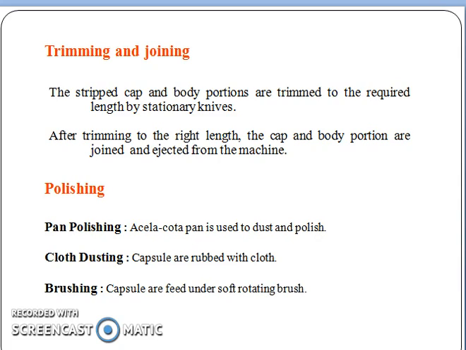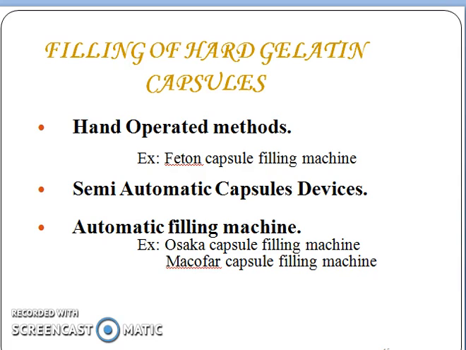The last step is polishing. Acetylcoat pan is used to dust and polish. Next is cloth dusting. Capsules are rubbed with cloths. And lastly, capsules are fed under soft rotating brushes for brushing.